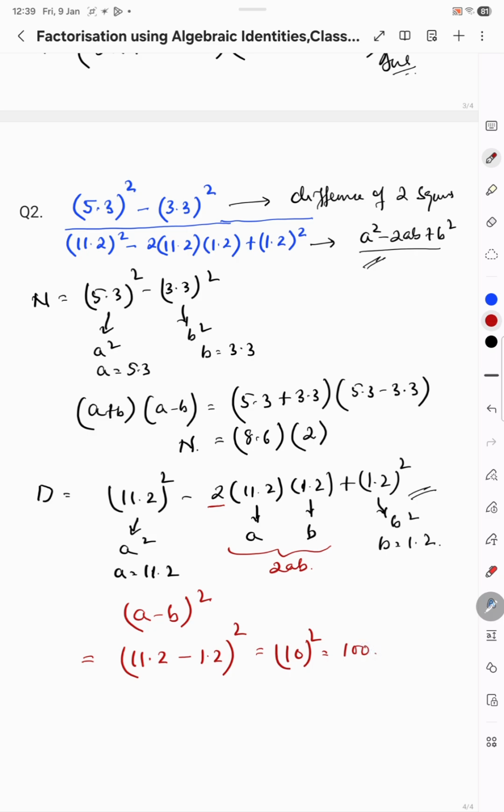Okay, so let us form the original expression. It was numerator by denominator, isn't it? So numerator we got 8.6 into 2 and denominator is 100. So 8.6 into 2 will be 6 2s are 12, 8 2s are 16, 17.2 divided by 100. So this will become 0.172 as the answer.